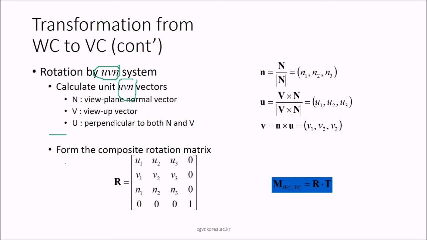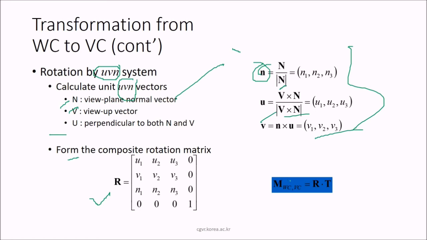So N is capital N divided by the magnitude of N, which is given by N1, N2, N3. U is given by U1, U2, U3, which is nothing but the view up vector cross the view plane normal vector, divided by the magnitude of that product. And V is given simply by N cross U, that is V1, V2, V3. Now we have the composite rotation matrix using these three. We can just use them and apply the composite rotation matrix like this.